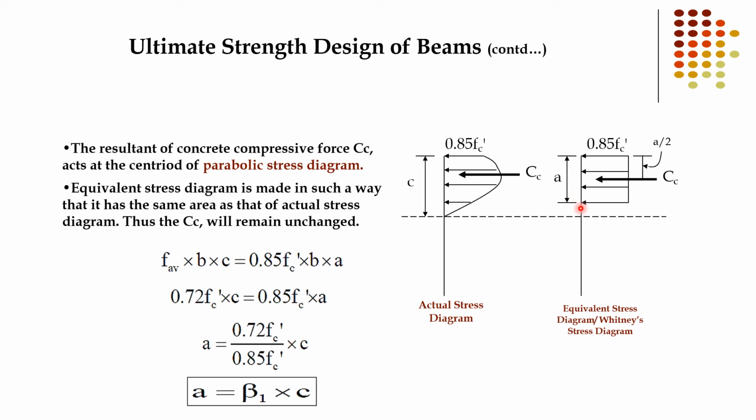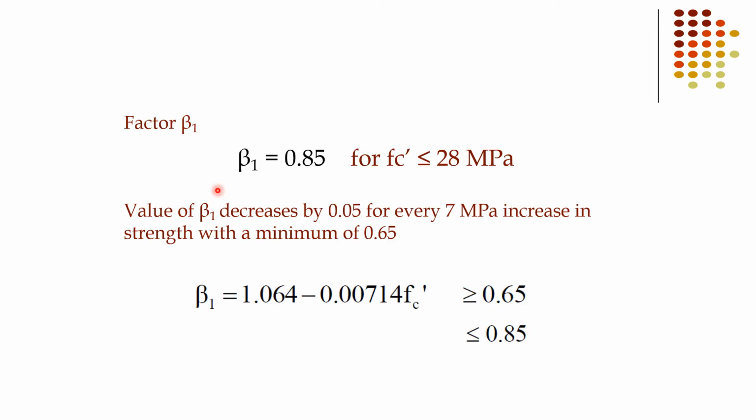The issue why we did that, because the issue was C is the basic calculation, but A is the new one which is suggested by the equivalent stress block of Whitney. Okay, so what value will be the A of the equivalent stress block diagram of Whitney? For the calculation of that, if you have the value of C, you can get the value of A by just multiplying with beta 1. Okay, here is the factor beta 1.